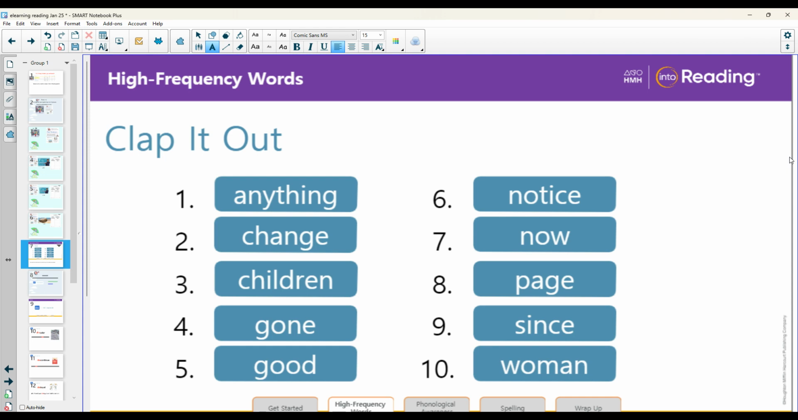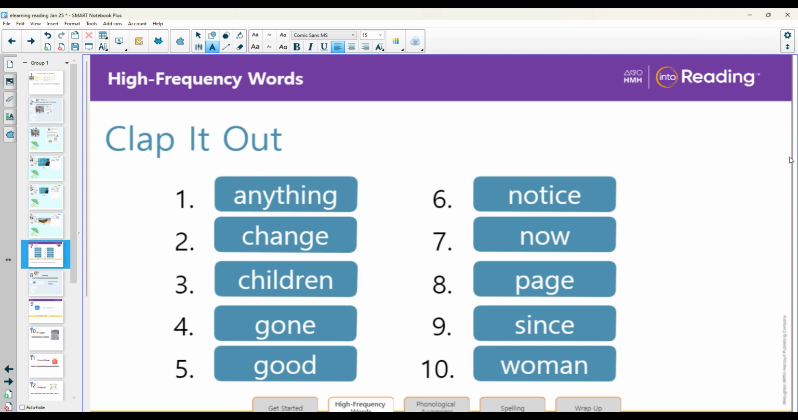Anything. Change. Children. Gone. Good. Notice. Now. Page. Since. Woman.